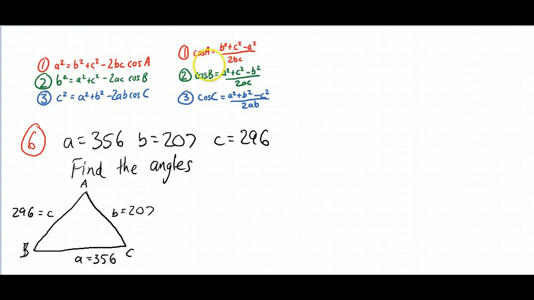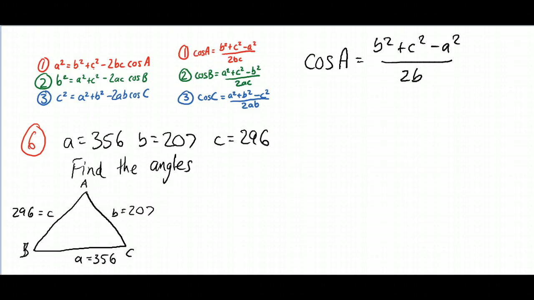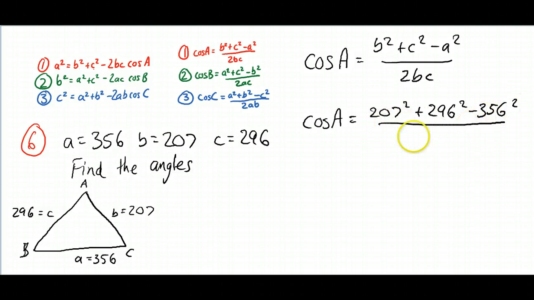Let's find angle A. So let's write out the equation. cos A equals b squared plus c squared minus a squared divided by 2bc. Let's put in our values. So cos A equals b squared. B is 207 squared. C is 296 squared. And A is 356 squared. And that's divided by 2 times B is 296 times C is 356. Okay, let's put that into a calculator.